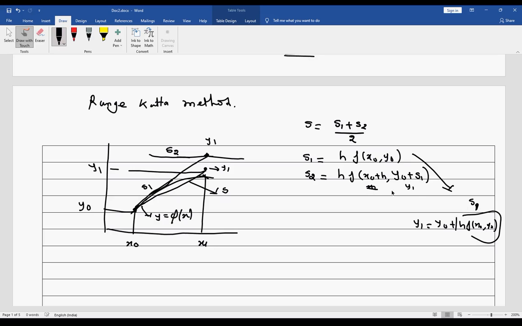Generally we do not use these x1 and y1 variables, we use x0 plus h and y0 plus S1. And finally I calculate S is equal to S1 plus S2 divided by 2, and my next value y1 will be y0 plus S. So these are the steps 1, 2, 3 and 4 that we need to follow to get the solution. Okay, if you have understood this, you can type R, or if you have a question you can ask.